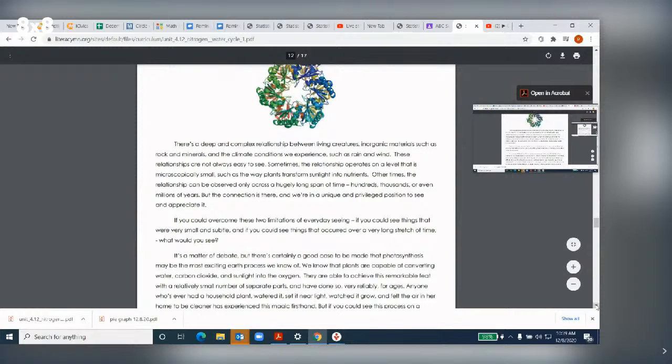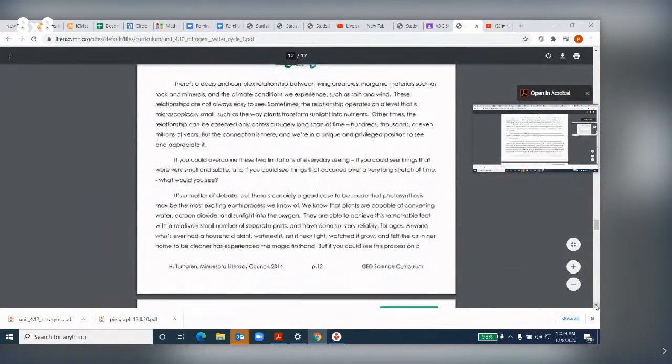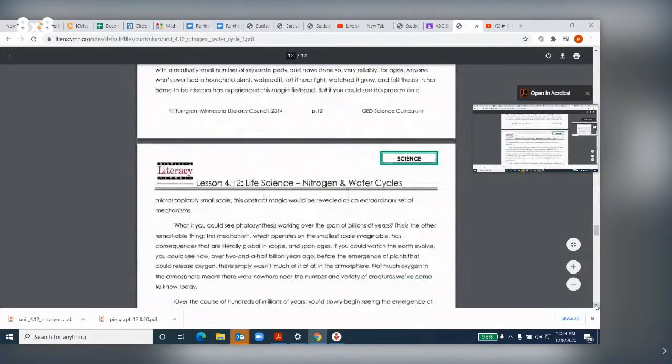Anyone who's ever had a household plant, watered it, sat near a light, watched it grow, and felt the air in the home to be cleaner has experienced this magic firsthand. But if you could see the process at a microscopically small scale, this abstract magic would be revealed as an extraordinary set of mechanisms. So what that's saying is, if you have a house plant, you water it, you have it in your window, it's going to grow.